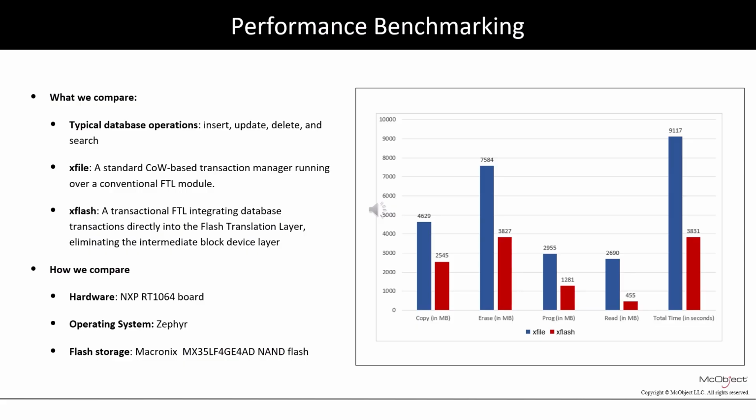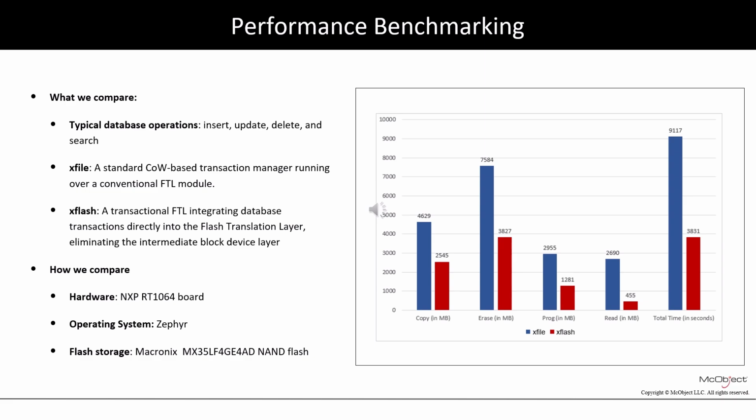To assess the effectiveness of TFTL, performance benchmarks were conducted to execute typical database insert, update, delete, and search operations. The benchmarks were configured to use either X-File or X-Flash database kernel modules. The X-File is a standard copy on write-based transaction manager running over a conventional FTL module. The X-Flash is a transactional FTL, integrating database transactions directly into the flash translation layer, replacing the intermediate block device layer. As you can see, X-Flash reduced I/O overhead significantly.